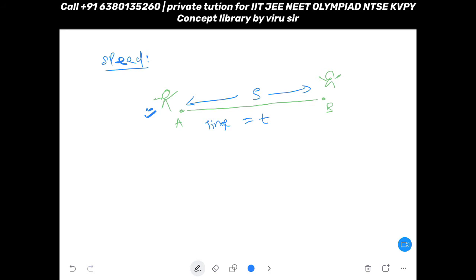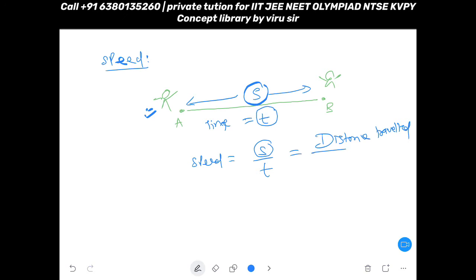So how do we define the speed? Speed we simply define as the ratio of whatever distance is traveled divided by whatever time you have taken. It means your speed is simply going to be s by t. Okay. What is your s? Your s is the traveled distance, I mean whatever distance you have completed. So you can say distance traveled divided by time taken. Time taken means on the way how much total time you have taken.